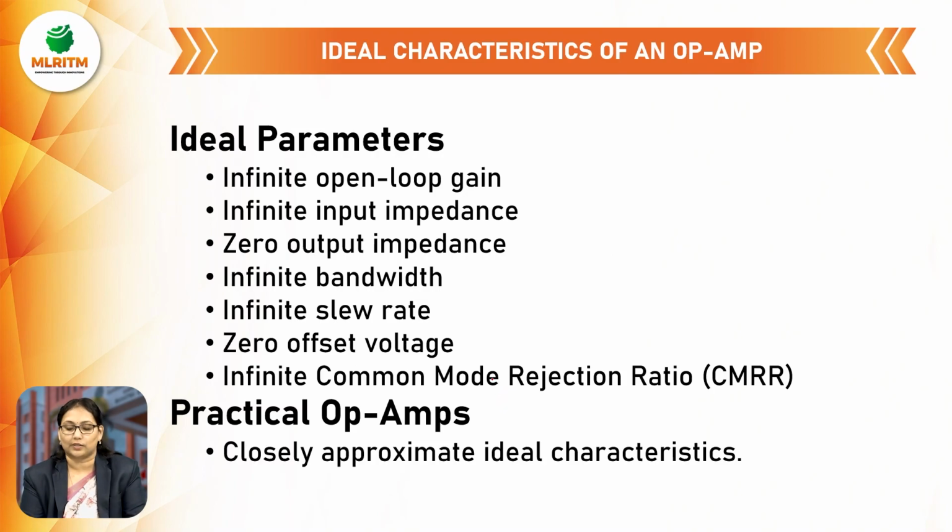Now, the ideal characteristics of an operational amplifier. The ideal parameters of an operational amplifier are infinite open loop gain, infinite input impedance, zero output impedance, infinite bandwidth, infinite slew rate, zero offset voltage, and infinite common mode rejection ratio. For a practical operational amplifier also, the parameters are approximately the same.